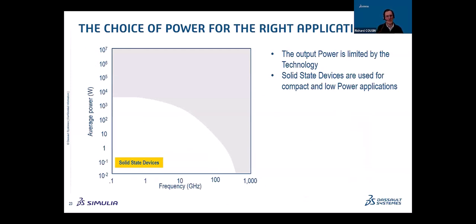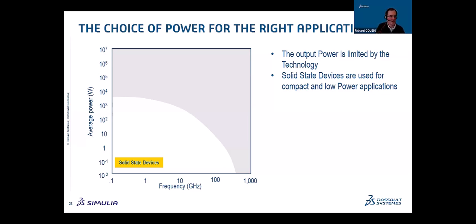So you see there is the choice of power, and the choice of power for the right application. And here you have a set of devices that you can use on demand that you can also fully control using the simulation. On the other hand, the output power is limited by the technology. You see, there is a compromise between the operating frequency and the average power that you can use, also for the design of your structure.